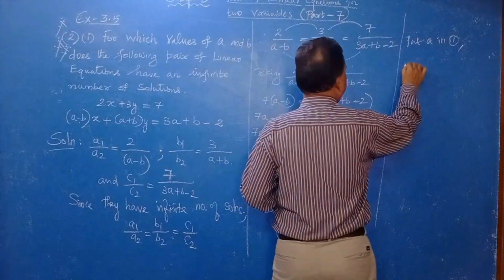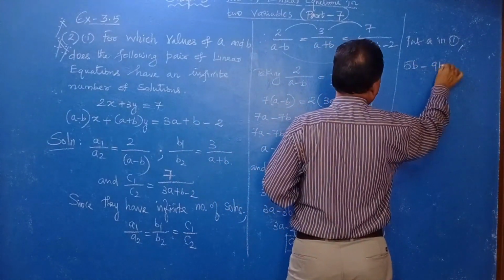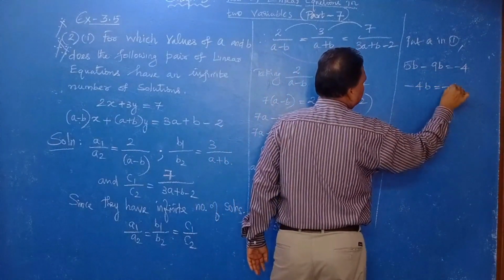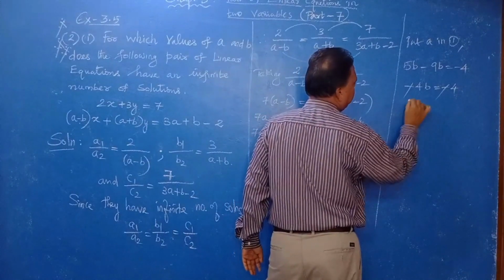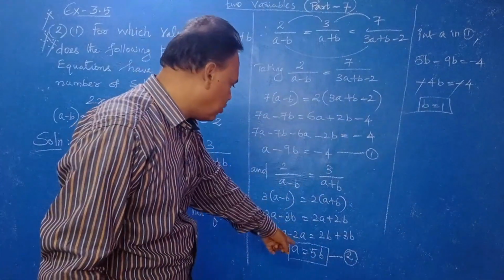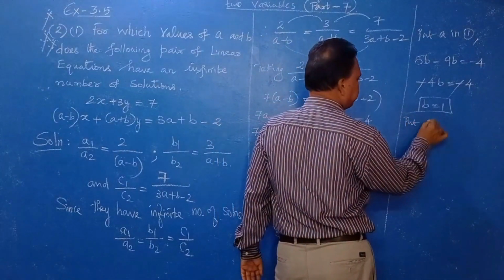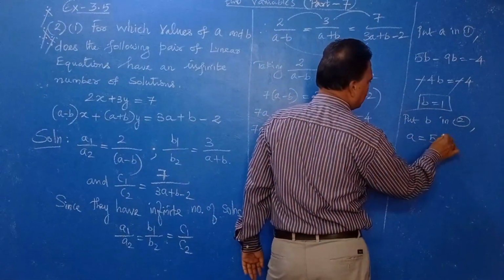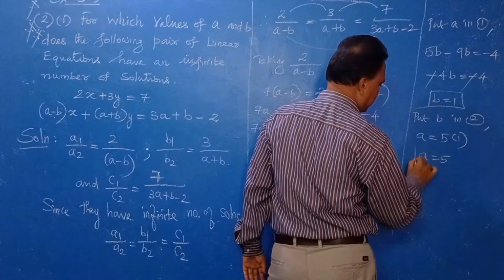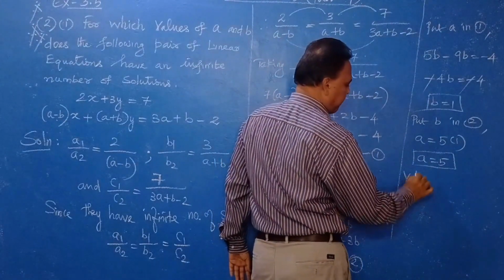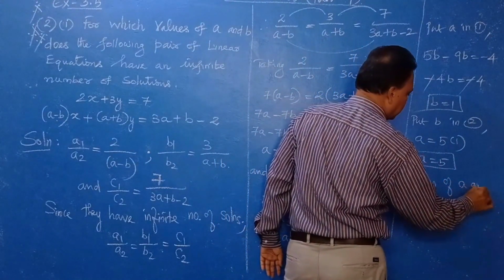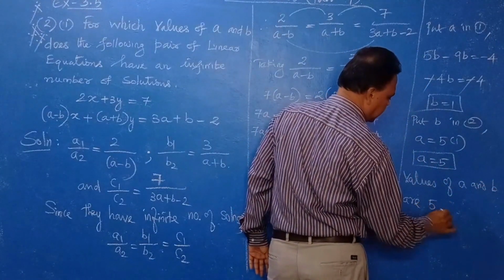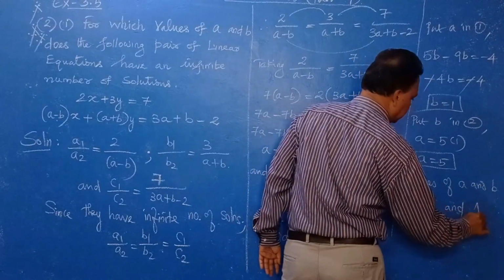That is 5b minus 9b equal to minus 4. So subtract: minus 4b equal to minus 4. Minus minus cancel, so b equal to 1. Now put this b in equation 2, and you will get a. Therefore a equal to 5 into 1, that is a equal to 5. Therefore the values of a and b are: a is 5 and b is 1.